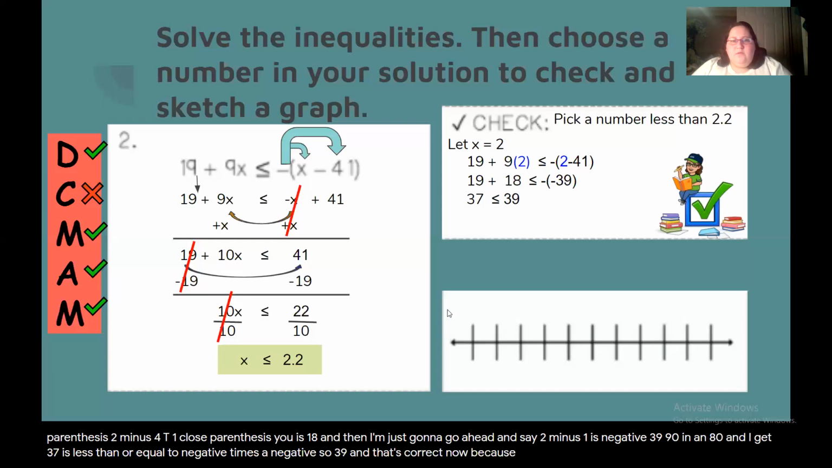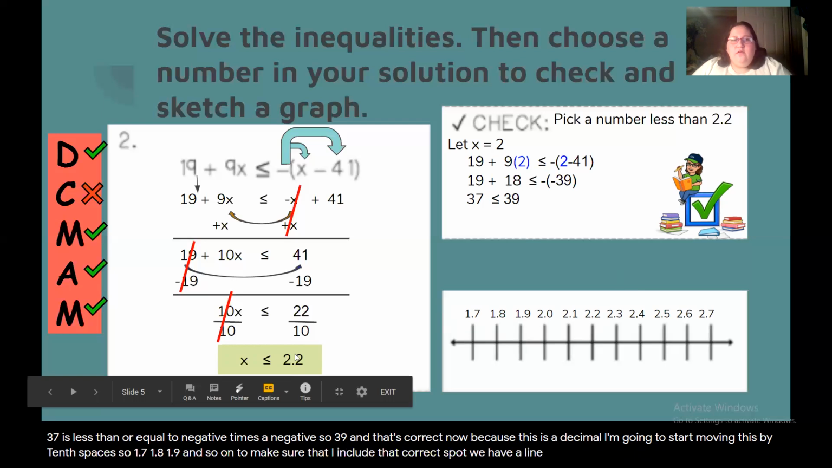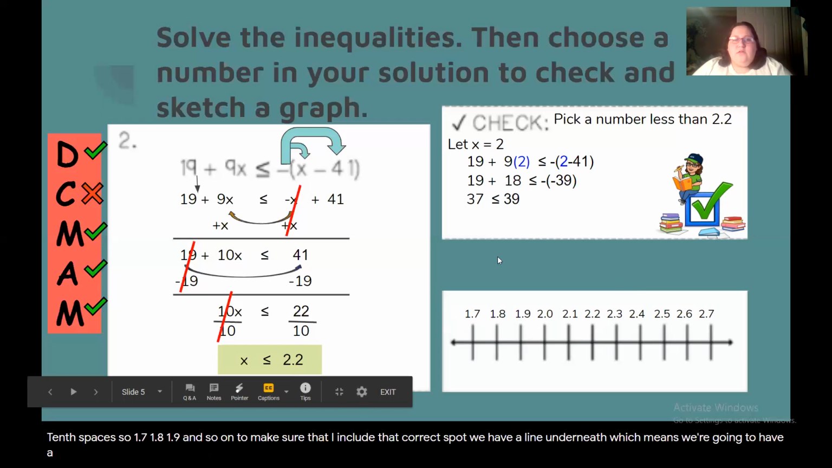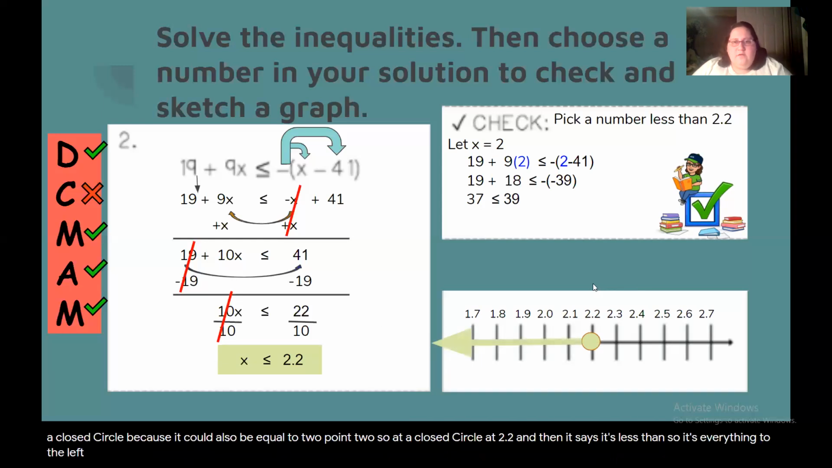Now, because this is a decimal, I'm going to start moving by tenth spaces. So 1.7, 1.8, 1.9, and so on to make sure that I include that correct spot. We have a line underneath, which means we're going to have a closed circle because it could also be equal to 2.2. So I have a closed circle at 2.2. And then it says it's less than, so it's everything to the left.